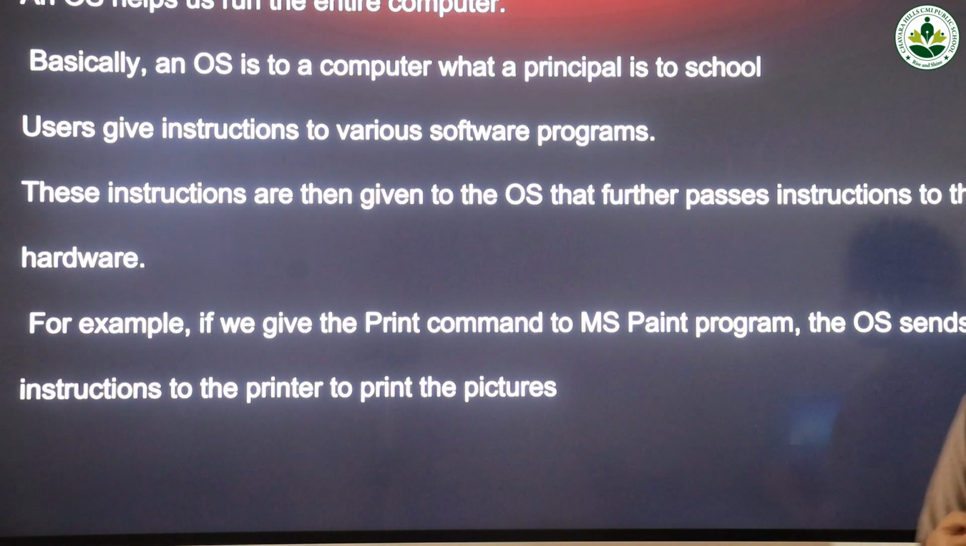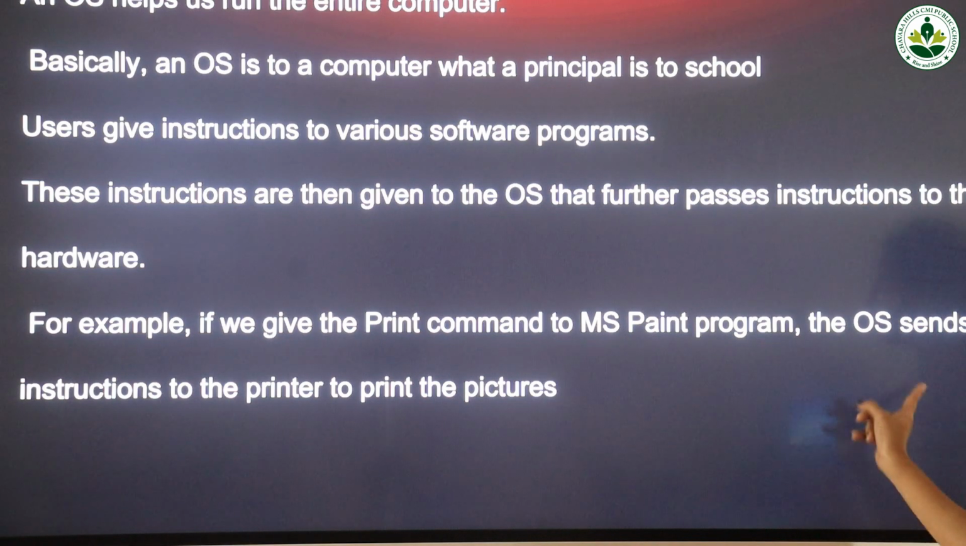And the OS sends instruction to the printer to take the print. That is the function of an operating system.